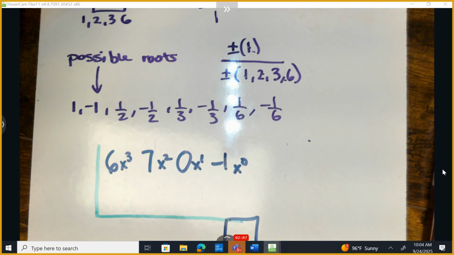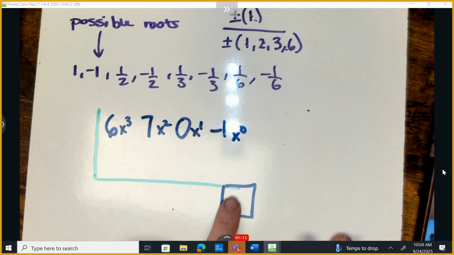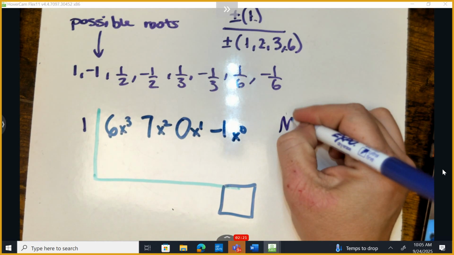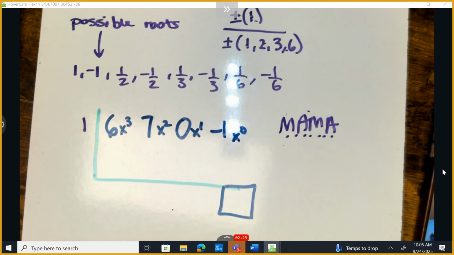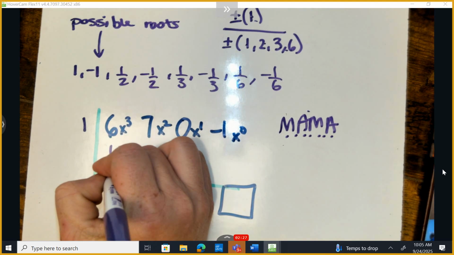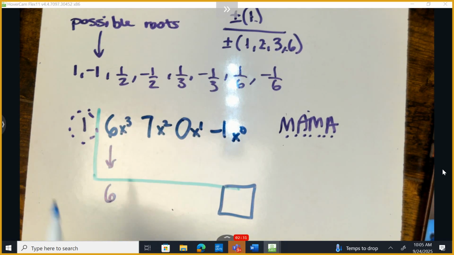I'm looking to see which one of these possible roots will have a remainder of 0. If I don't get 0, it's a bust and it does not work. So I'm going to start by testing 1. Let's put a 1 out front. As a reminder, MAMA method is just an acronym that tells me the steps necessary to do synthetic division. I drop down the first number, everything I multiply goes back to this.